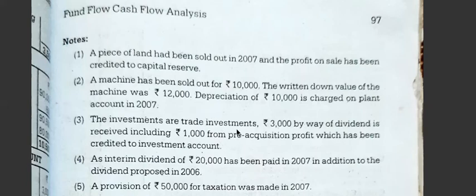Next, the investments are trade investments. 3,000 by way of dividend is received, including 1,000 pre-acquisition profit, which was credited to investment account. We will open the investment account and transfer it. When there is a profit and loss account, we have to move it to the operating activity. Interim dividend of 20,000 has been paid in 2007 in addition to the dividend proposed in 2006. It means the 2006 dividend was also paid in 2007. A provision is created for taxation for the year 2007.